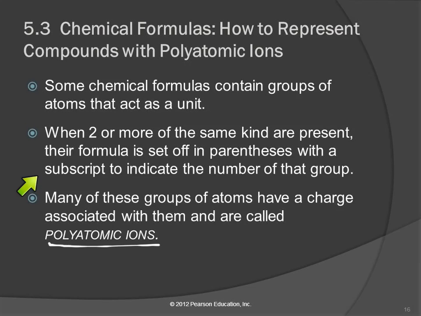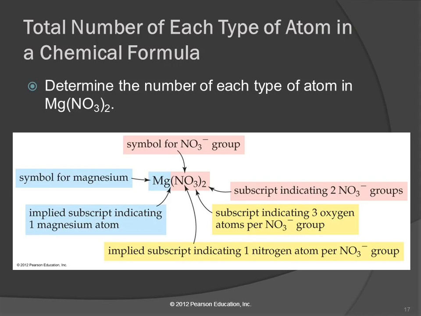If we have two or more of these in the same formula, then we use parentheses around them and put the number of units on the outside of the parentheses. So let's look at an example. Here, right in the middle, we have Mg(NO3)2. This is the nitrate ion, a polyatomic ion, NO3 minus. That was one of the things on the memorization list.